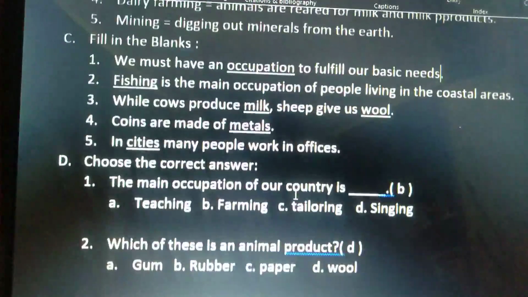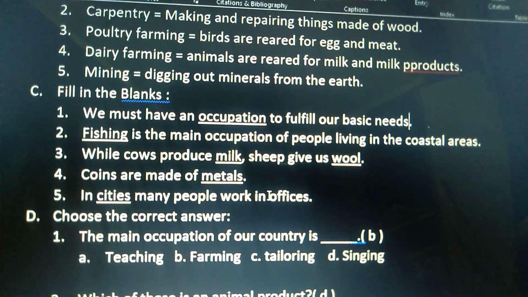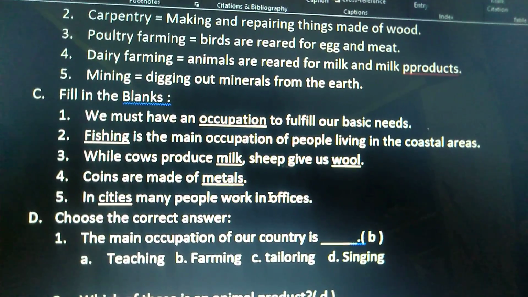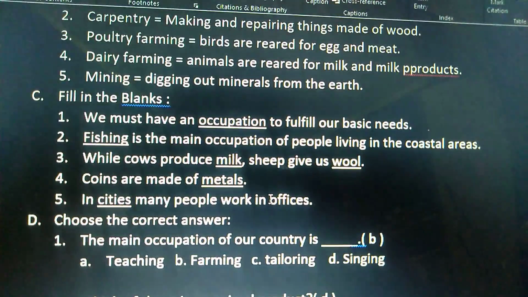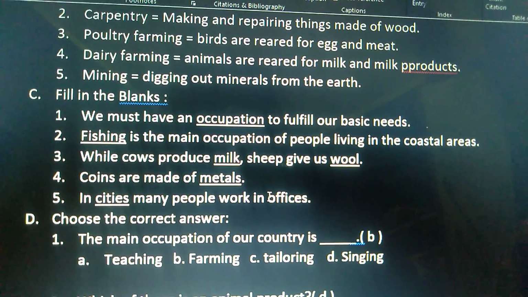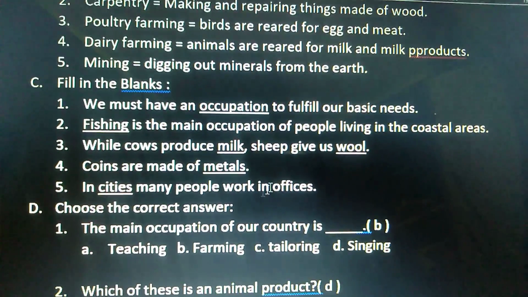Match the following and choose the correct answers, children. Once watch this video 2 to 3 times and note down question and answers. Choose the correct answers and match the following 2 times each in your homework books.